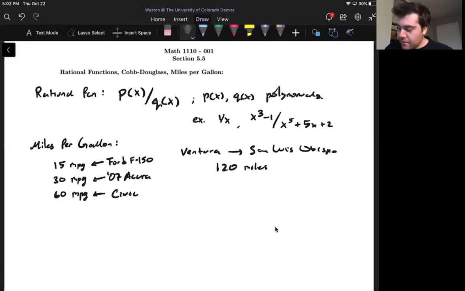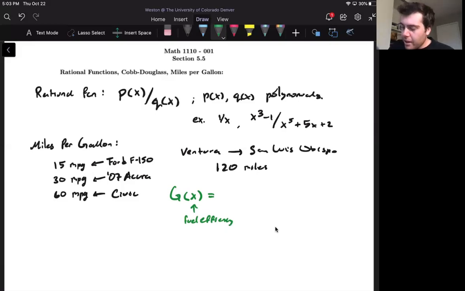Now, we already know the Honda Civic getting 60 miles per gallon is going to be the most fuel efficient. But it's worth doing an analysis of how much better it is. So we can create a function, we'll call it capital G of x, where x is the fuel efficiency. And we're going to output the number of gallons that we use over 120 miles.